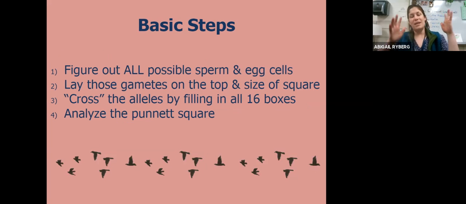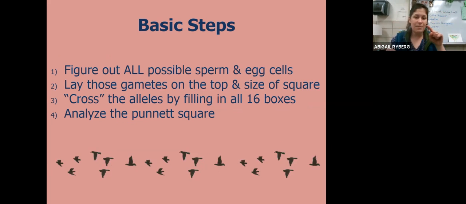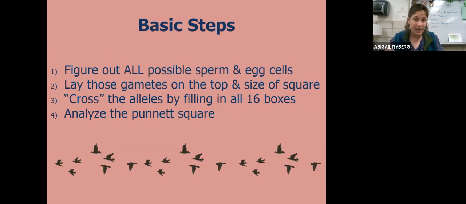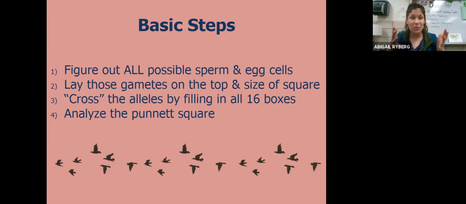So the basic steps: first, you're going to figure out all of the possible sperm and all of the possible egg genotypes. Then we're going to lay those gametes on the top and the side of the dihybrid cross. And then we're going to cross those alleles by taking our time, in a very organized fashion, filling in all 16 boxes. And then we're going to look at the cross and try to analyze those results.